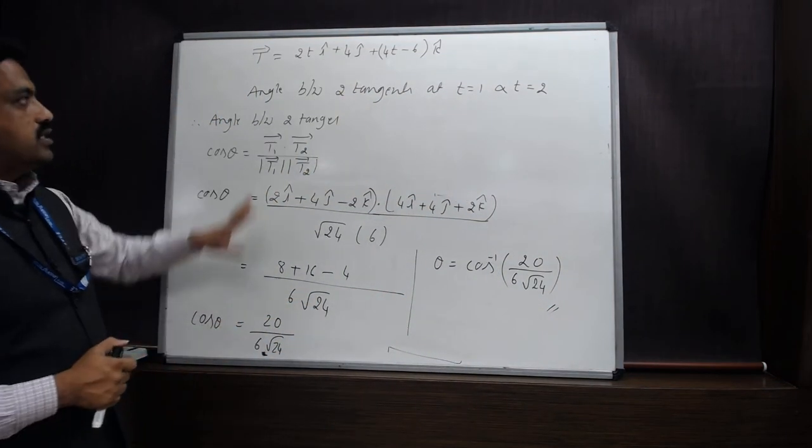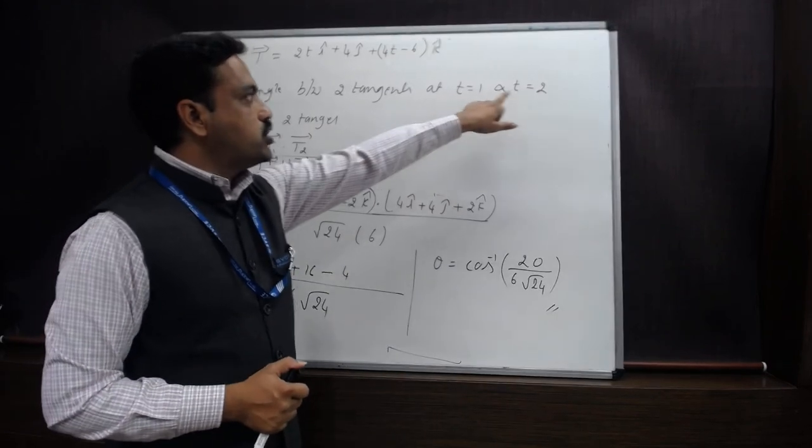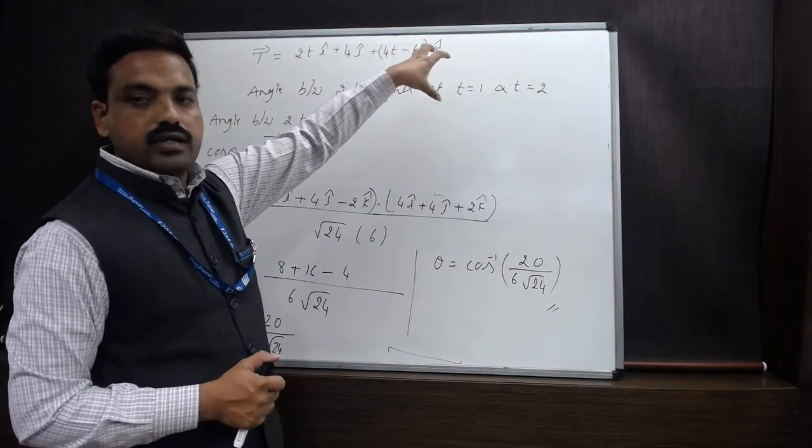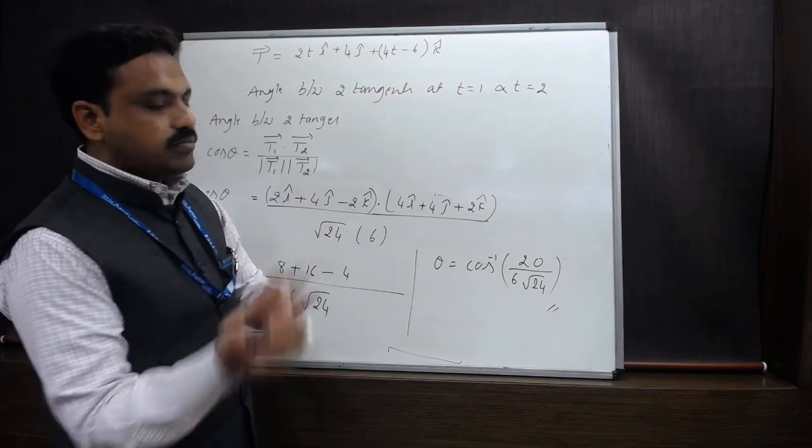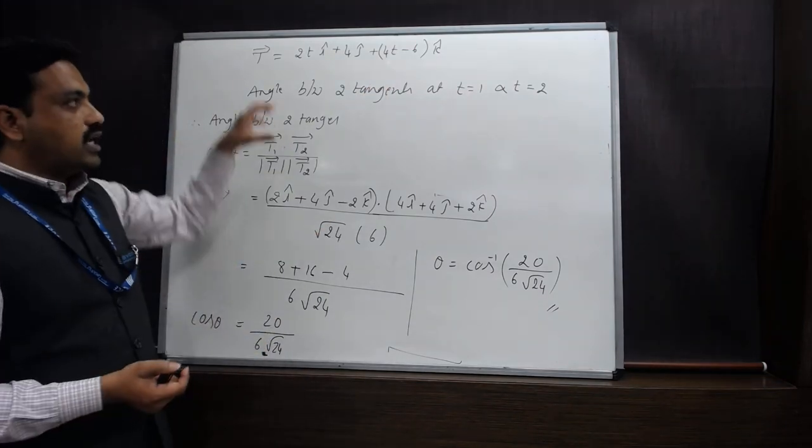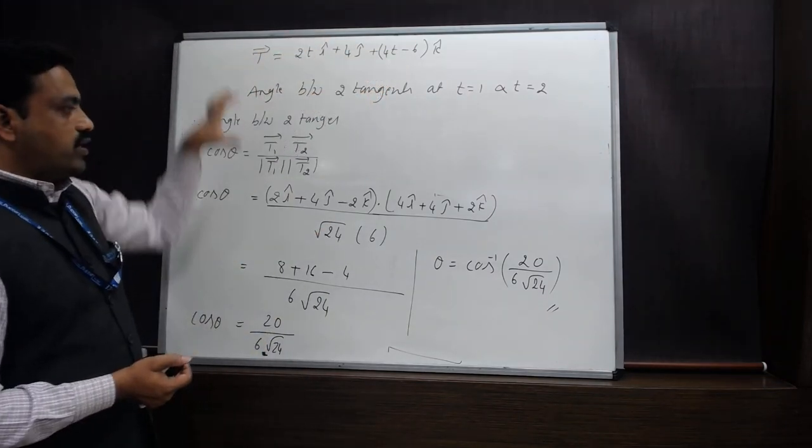So sometimes they may give two points and only one vector in the problem. And sometimes they will give two separate vectors, tangent 1 and tangent 2, and they will ask to find the angle.